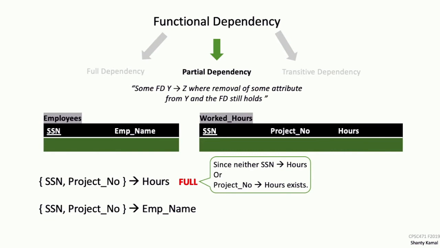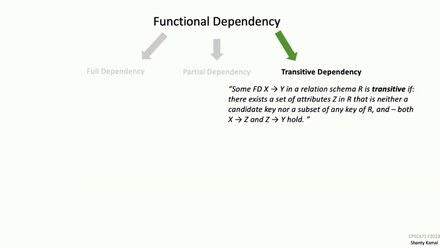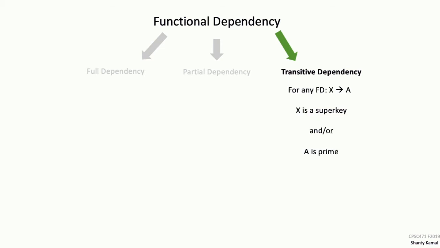Partial dependencies exist when removing an attribute from the left-hand side does not break the dependency of the right-hand side. The attribute whose removal is not fatal to the dependency is the partial one, in this case, project number. Here is a formal definition of transitive dependency. It sounds pretty complicated. Understanding transitive dependency is important because the third normal form does not allow for it.